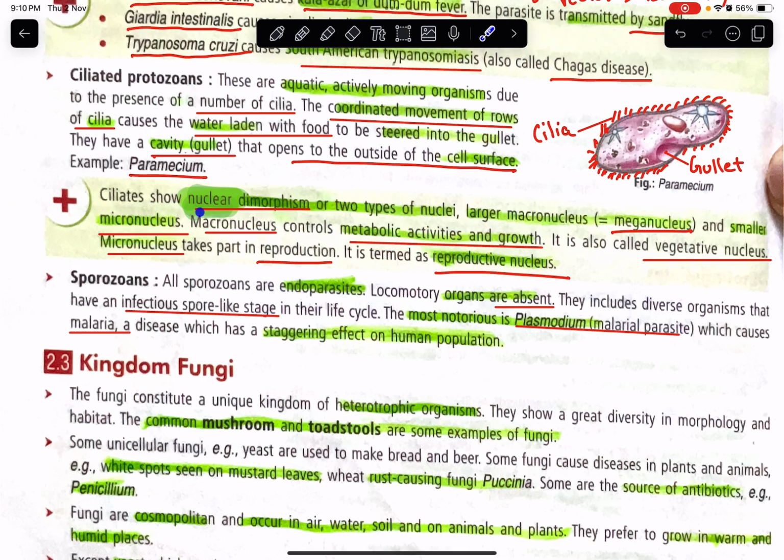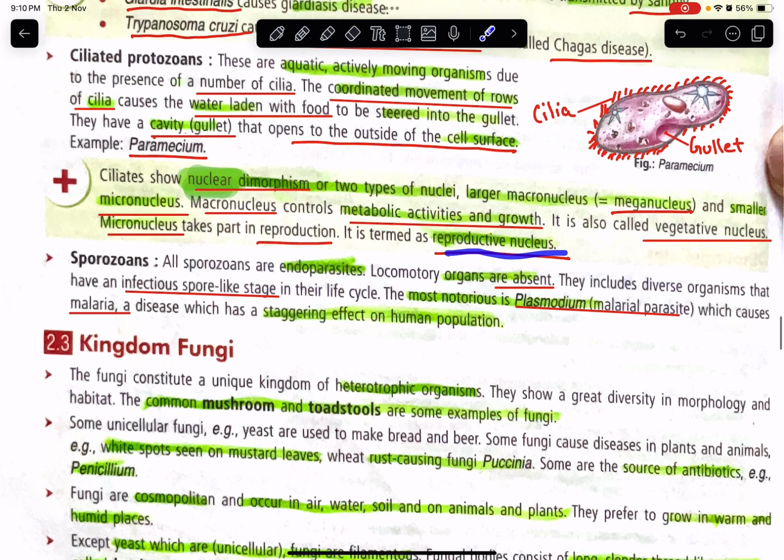Here is a very important point. Ciliates show nuclear dimorphism. What does this mean? It has two types of nucleus: one is macronucleus, the other is micronucleus. Macronucleus controls metabolic activities and growth. It is also called the vegetative nucleus. And the micronucleus is the one which takes part in reproduction, and it is also known as the reproductive nucleus.